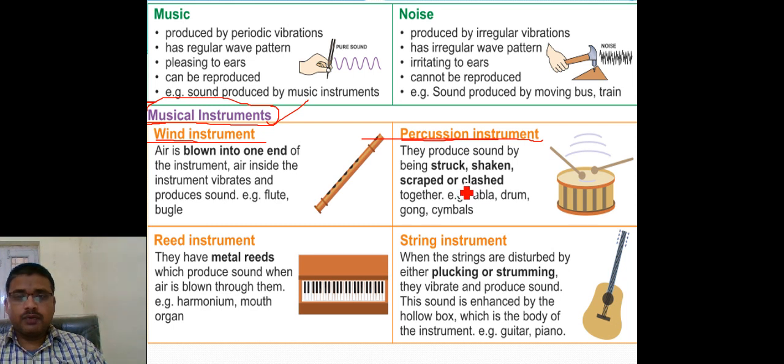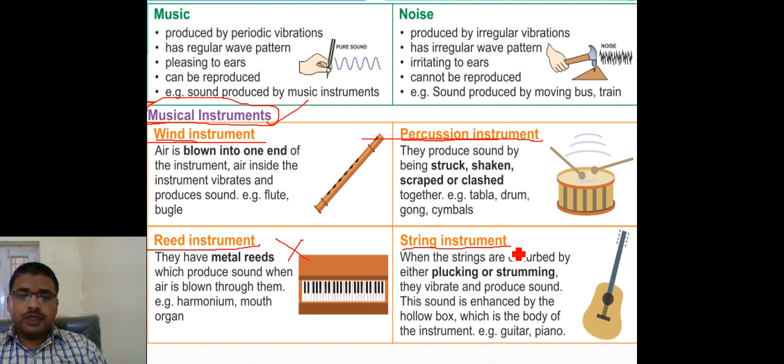We will look at that in detail. And there is another instrument which is not given in your syllabus, but I have shown it. That is the reed instrument, and you do not have to read that here. But these three: wind instrument, percussion instrument, and string instrument, we have to go through all these kinds of instruments. Now what happened here?